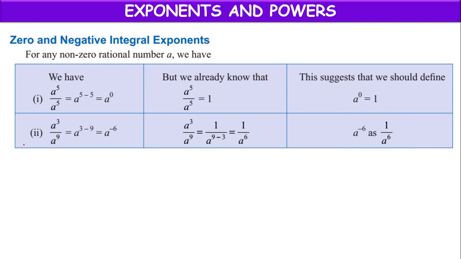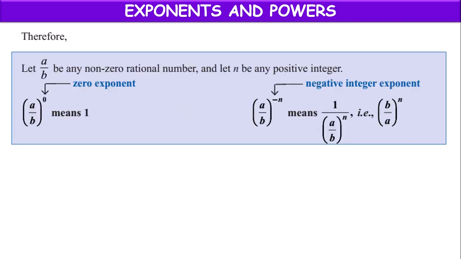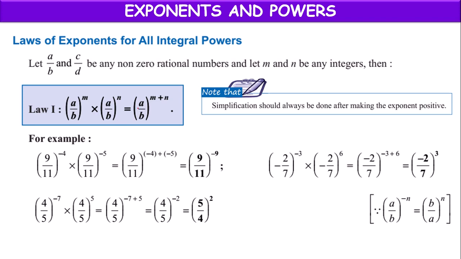So first, zero exponent means a^0 equals 1. Any base raised to the power of 0 is 1, but a should be any non-zero rational number. And whenever we have a negative exponent, it can be written as 1 by the positive exponent of the same base. Next, first law: (a/b)^m and (a/b)^n, same base, if we have different powers, we can write the base one time and write the sum of the exponents as the common exponent.